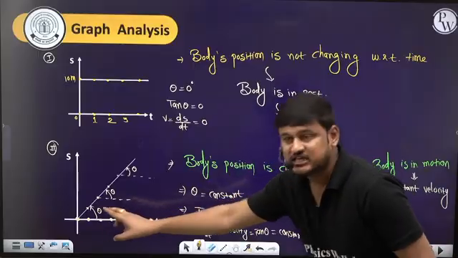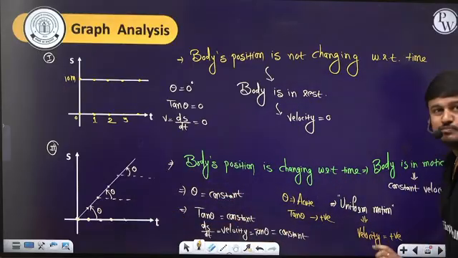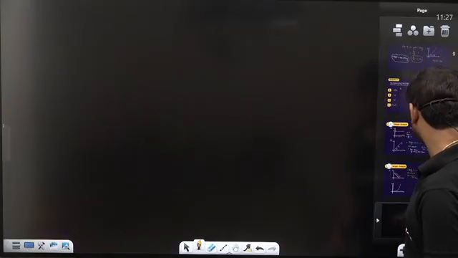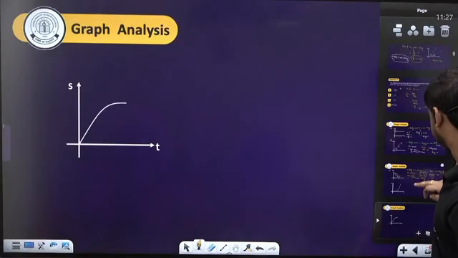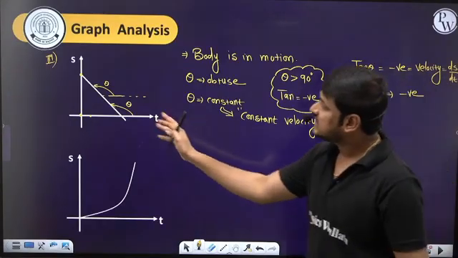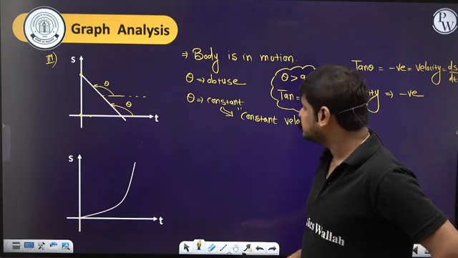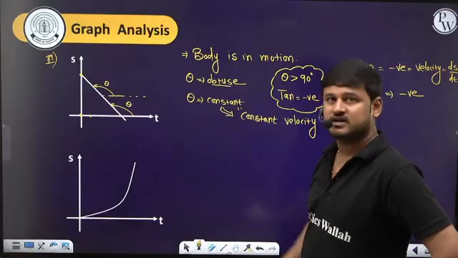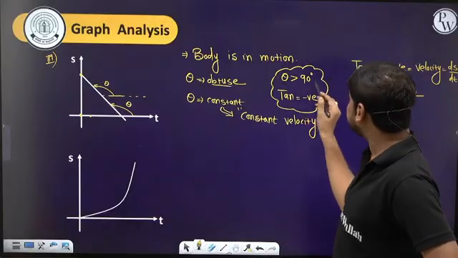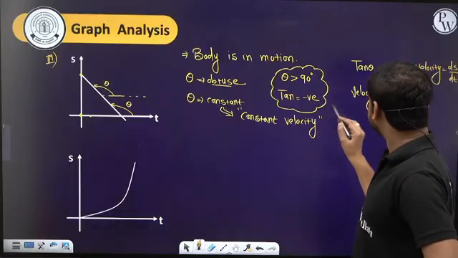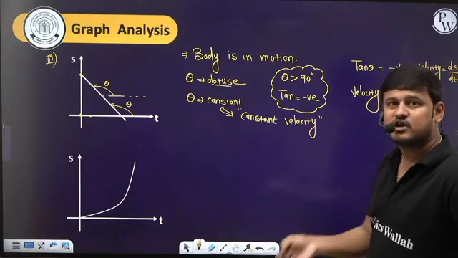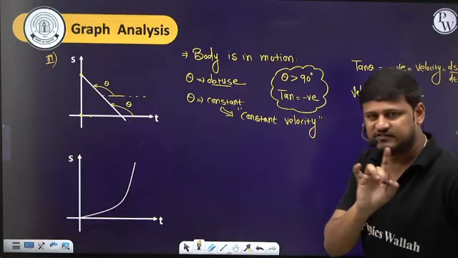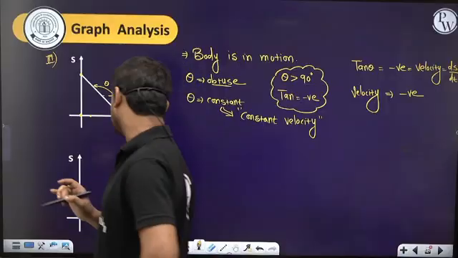But as theta is acute in the previous one, the tan theta value is positive. That's why its velocity is positive. But in this case, here also theta is constant. Theta is not changing with respect to the position. But the thing is, theta is obtuse here, which means greater than 90. For greater than 90, the tan will be negative. If the tan is negative, the slope is going to be negative, which is nothing but negative velocity. So the body is moving with a constant velocity, that is a negative constant velocity. Clear? Chalo, hope you understood now.